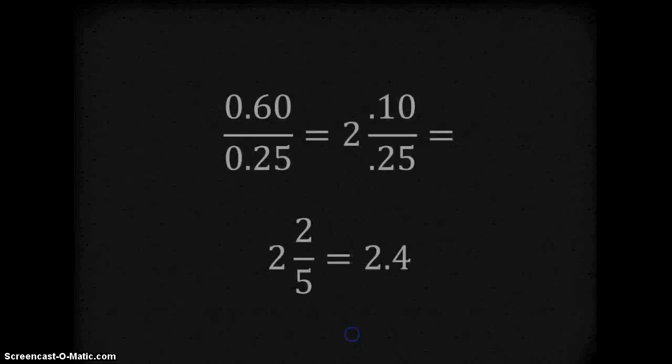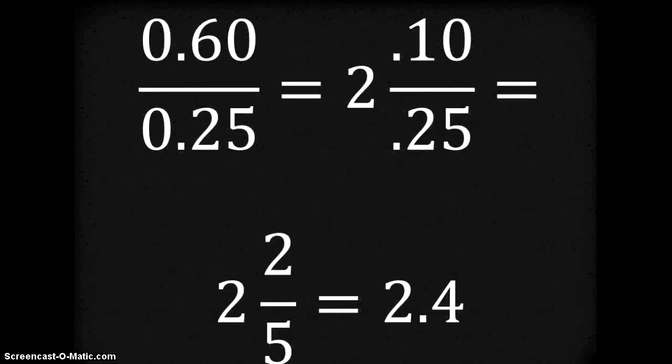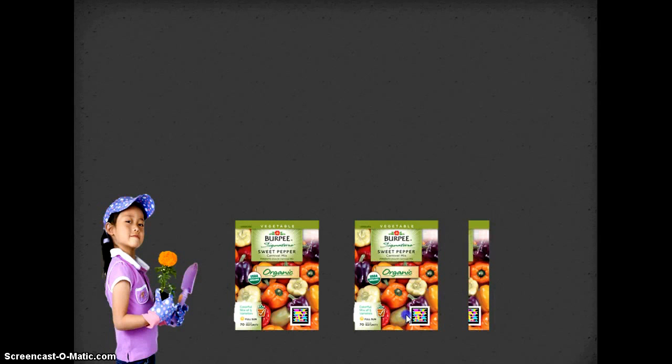If we go back to our equation and set it up, we'll figure out how many times 25 cents goes into 60 cents. Well, we get 2, because as we saw earlier, 0.25 plus 0.25 is 50. So that goes into 60 cents 2 times. And we're left over with 0.10 over 0.25, which when we reduce, we get 2 and 2/5, which is also equal to 2.4. So now we know that Susie can buy 2.4 packets of seeds.